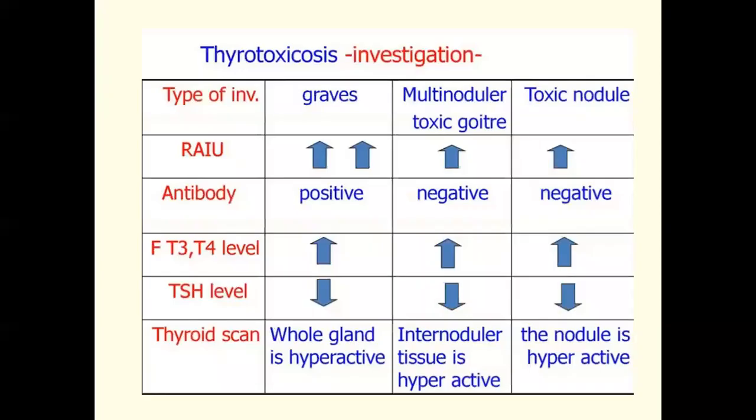Now this is the chart which shows the various tests that we do. In Graves' disease, the free T3 and free T4 values are elevated and the TSH value is low, and that is similar in toxic MNG as well as toxic nodule. The antibodies are positive in Graves' disease while they are negative in toxic MNG and toxic nodule. The radioactive iodine uptake is high in Graves' disease while it is mildly increased in toxic nodular goiter and toxic nodule. The thyroid scan shows the entire gland hyperactive in Graves', while it shows multiple areas or the internodular tissue hyperactive in multinodular goiter, and a single active area in a toxic nodule.